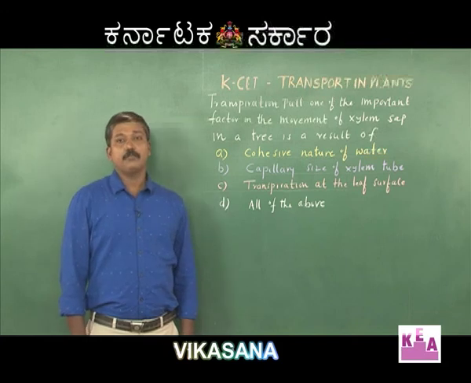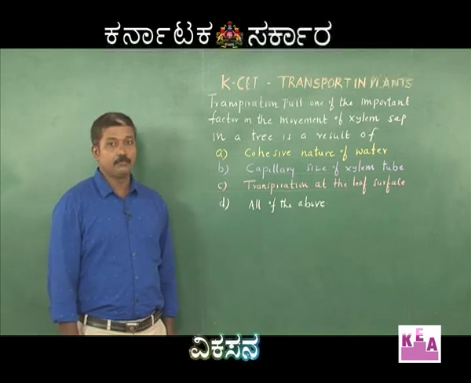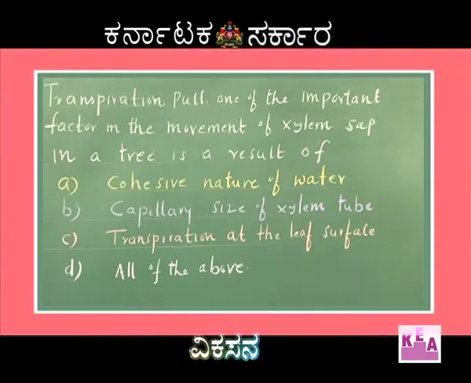So dear students, we will move on to the next question. The next question is, transpiration pull, one of the important factors in the movement of xylem sap in a tree, is a result of... let us look at the options. Cohesive nature of water, capillary size of xylem tube, transpiration at the leaf surface, all of the above.